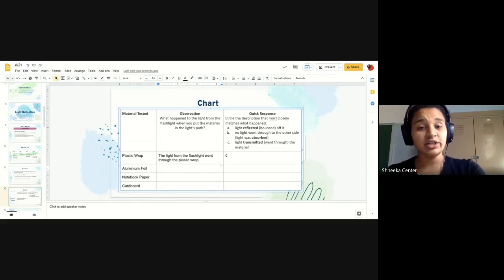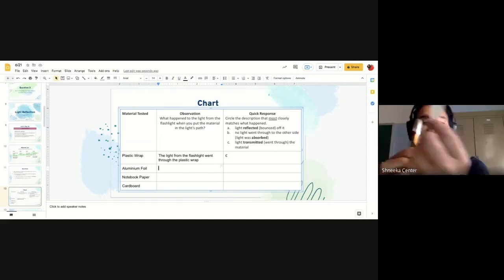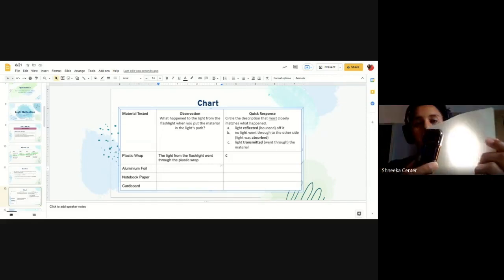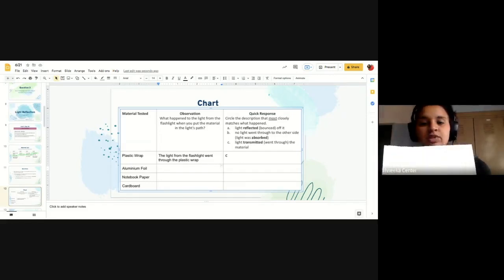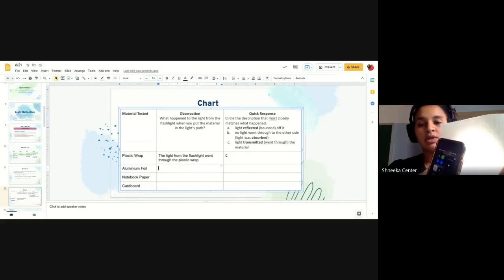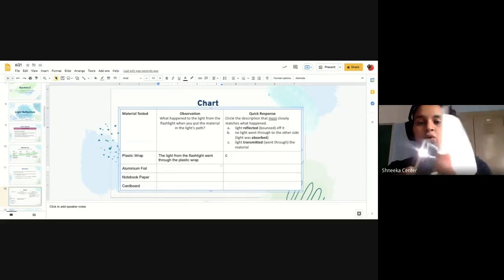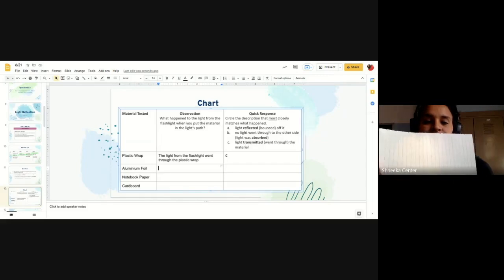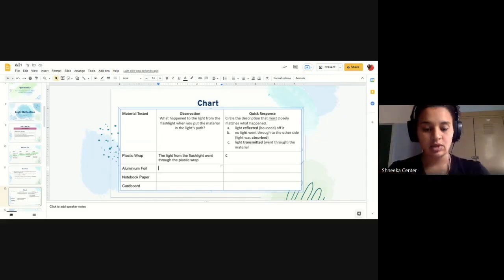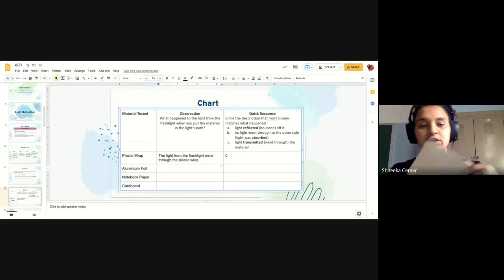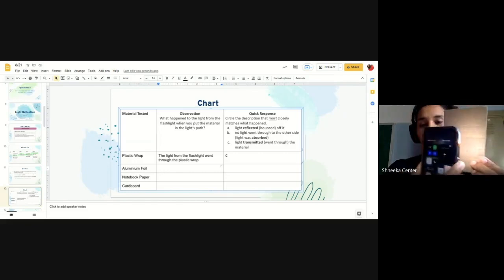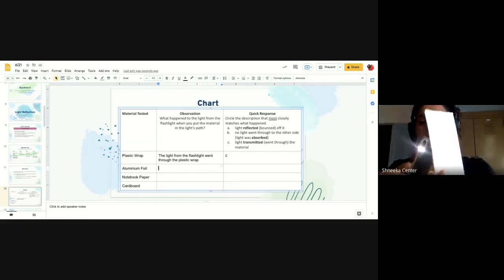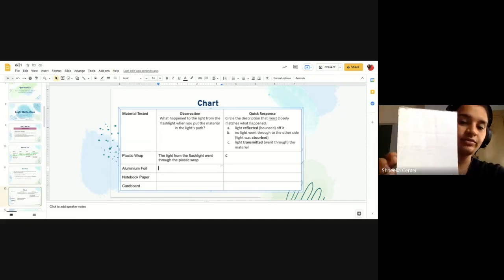Okay. My second material is notebook paper. So what's happening when I shine the light on the notebook paper? Is it reflecting? Is it absorbing? Or is it transmitting? So going through. And then my third material, my cardboard, what's happening? Is the light reflecting? Is the light absorbing? Or is the light transmitting or going through?